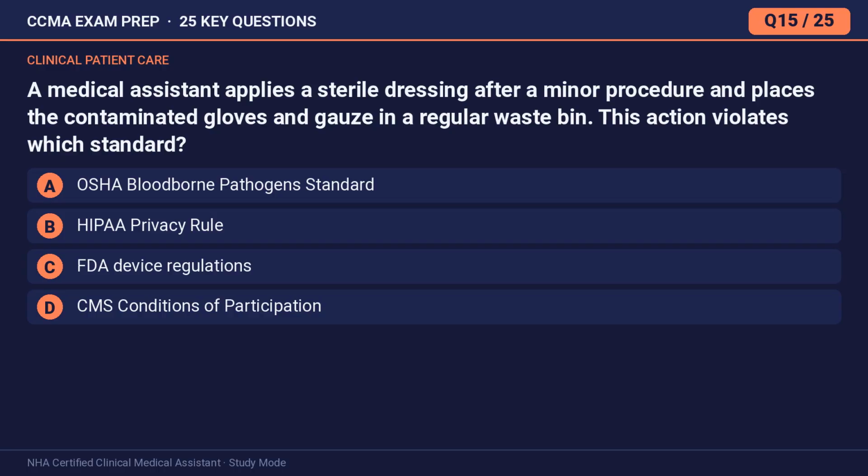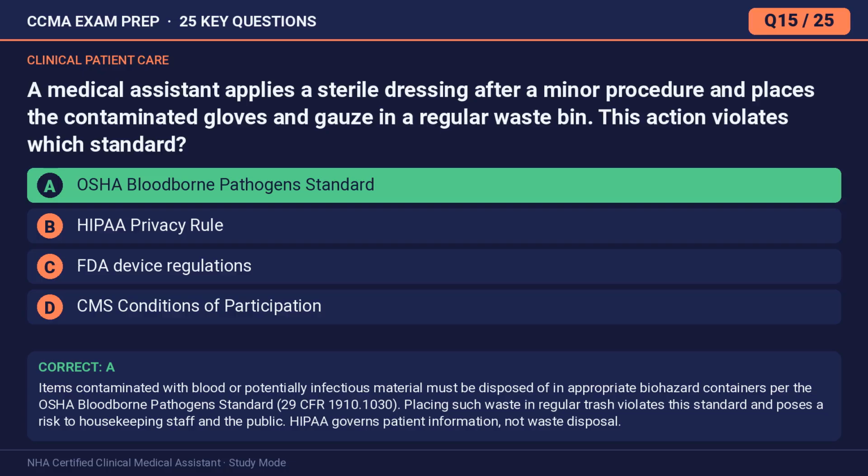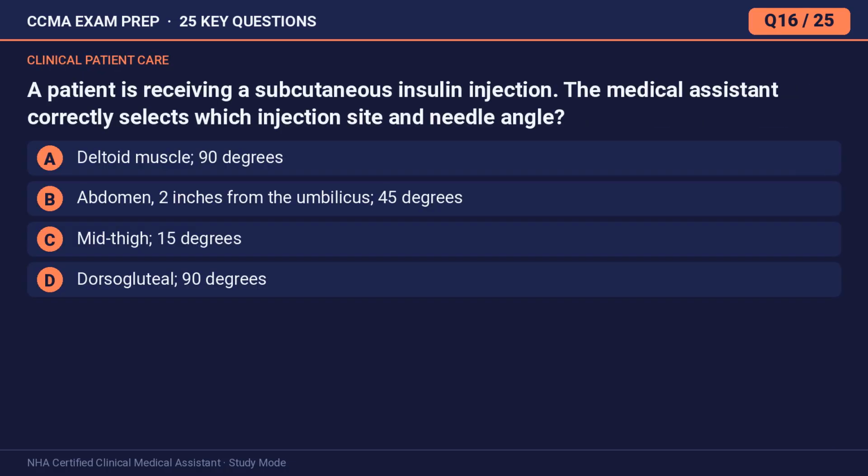The correct answer is C. The 5 rights of medication administration are right patient, right drug, right dose, right route, and right time. The identity of the prescribing physician is verified before the medication is dispensed, but verifying the physician's identity is not one of the 5 rights performed at the time of administration. Some sources add right documentation as a 6th right.